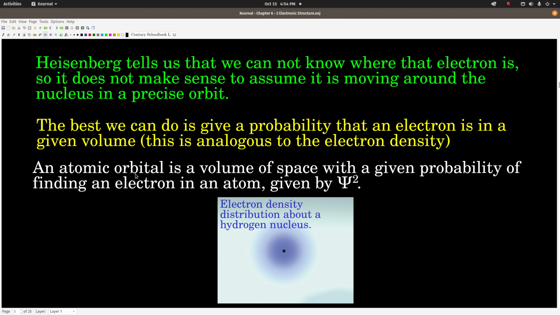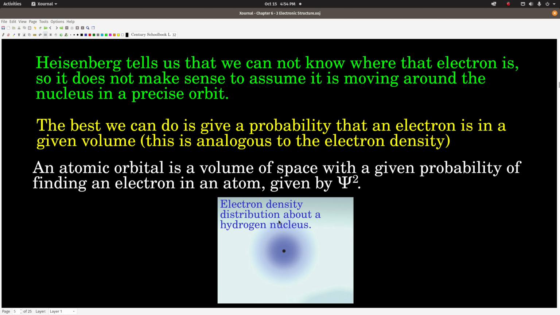So an orbital as opposed to an orbit. Remember in Bohr's model, he had orbits, right? So paths that the electron was supposedly traveling around. And that doesn't work. Heisenberg tells us that doesn't work. And so Schrodinger gave us his equation. And now what we can do is we can say, okay, we can't know where that electron is, but we can calculate that it's in this volume around the nucleus with, say, a 95% probability. And that's the best we can do.